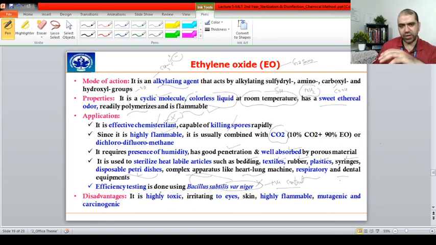Now there are disadvantages, as we have discussed with every disinfectant or antiseptic. It is highly toxic, irritating to the eyes and skin, and again highly flammable. You have to be careful about it. Another problem is that it is mutagenic and carcinogenic. It can cause cancer. So you should be very careful about exposure to ethylene oxide.